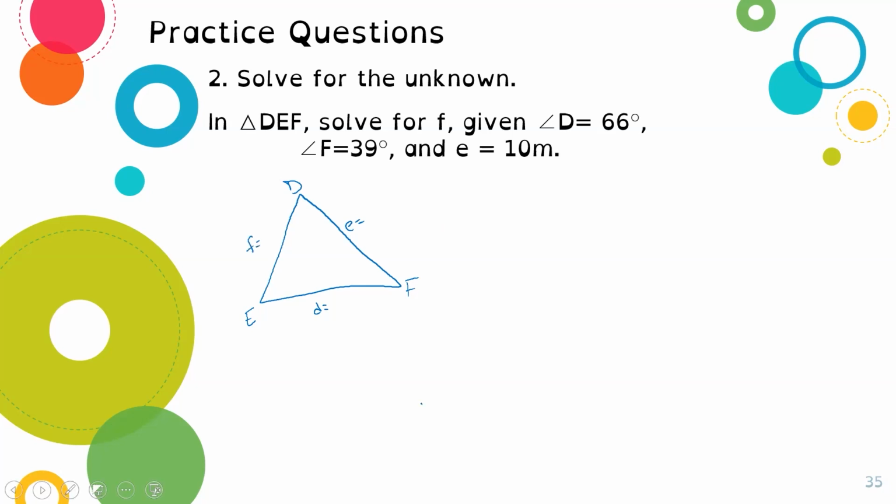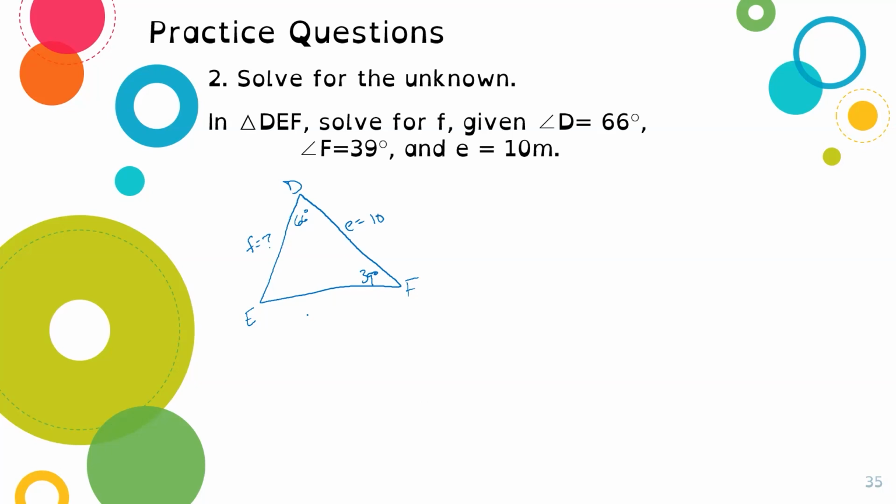And I'm going to go back to my question and see what do I know. So solve for F, that's what we're going to be looking for. Side F. Given angle D is equal to 66. So I'm going to put 66 on my triangle where D is. Angle F is 39 degrees. So I'm going to put 39 at angle F. And E is equal to 10 meters. So E equals 10. All right, so in the question, it didn't tell me what side D equals, and it didn't tell me what side or angle E equals.